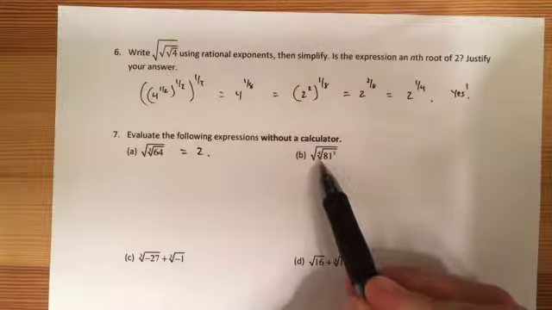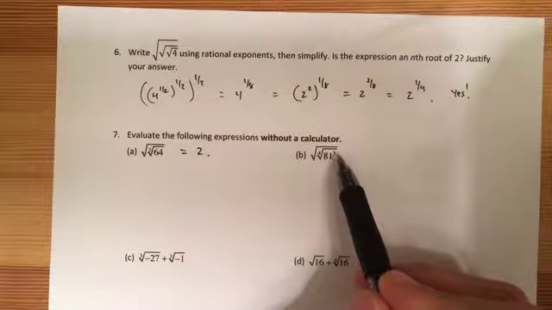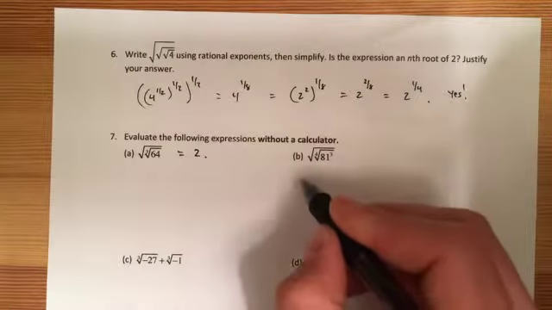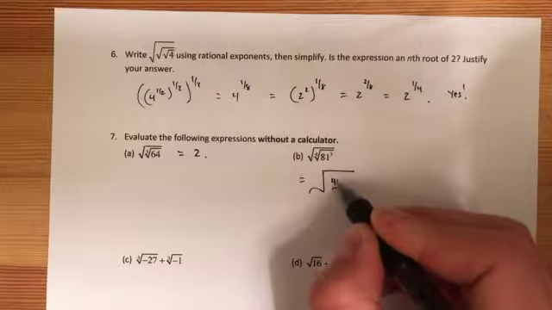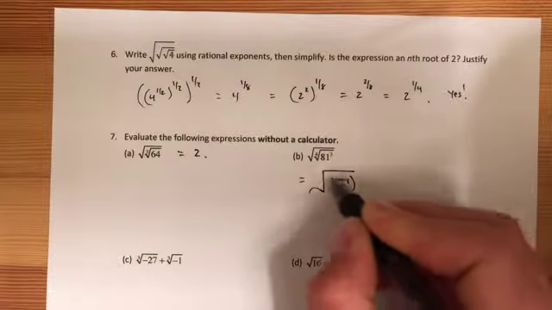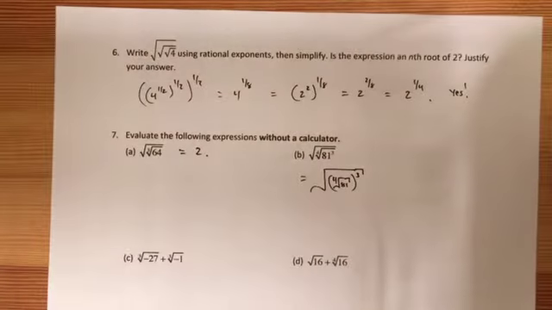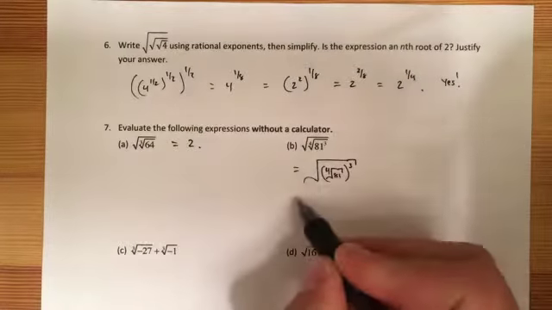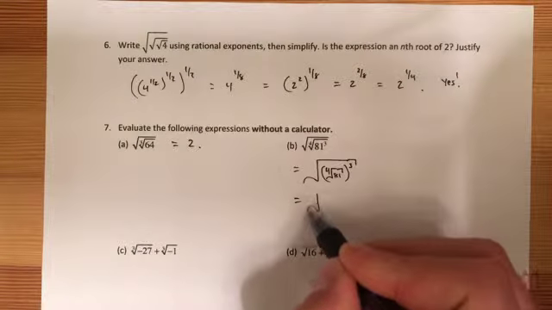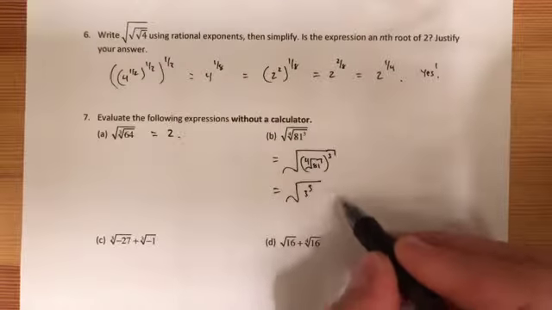This is asking for the square root of the fourth root of 81 cubed. I don't know what 81 cubed is, but what I do know is that this is the square root of the fourth root of 81, and that cubed. So it might be easier to find the fourth root first, then cube it. It is, because the fourth root of 81 is 3, so I get the square root of 3 cubed.